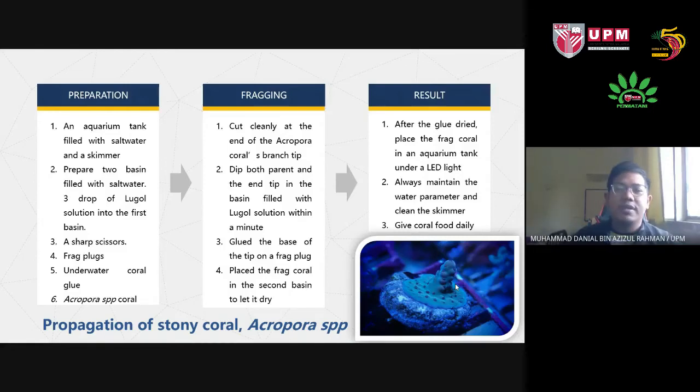So always remember, if you want the coral to have a fast growth rate, you have to maintain the water parameters, clean the skimmer daily, and give the coral food, so it will boost up the growth rate. Okay, next.